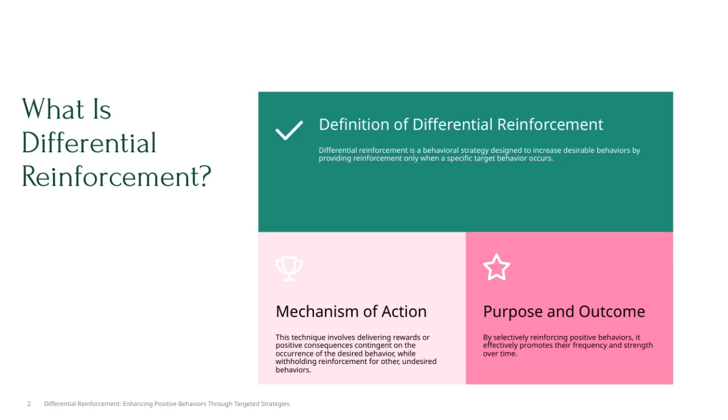Differential reinforcement is a behavioral strategy that focuses on encouraging specific, desirable behaviors. Essentially, it works by giving reinforcement only when the target behavior happens. So, instead of rewarding all behaviors, we selectively provide positive consequences when the right behavior is displayed. This approach helps increase the likelihood that the preferred behavior will occur more often, while simultaneously reducing unwanted actions by not reinforcing them. Over time, this selective reinforcement strengthens positive behaviors, making them more frequent and consistent.